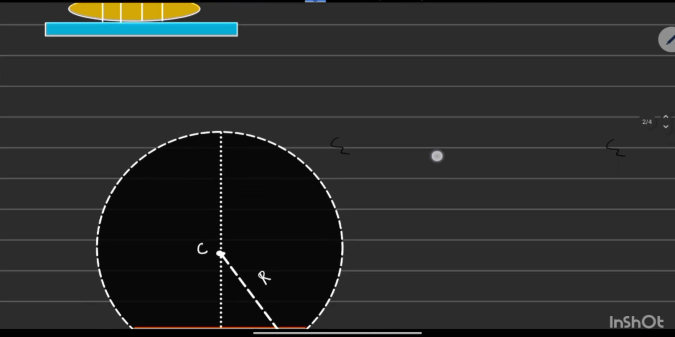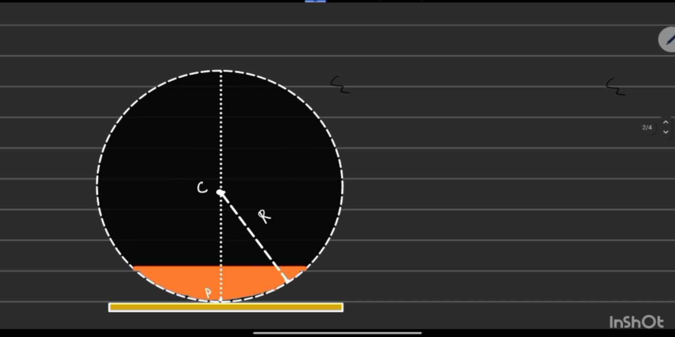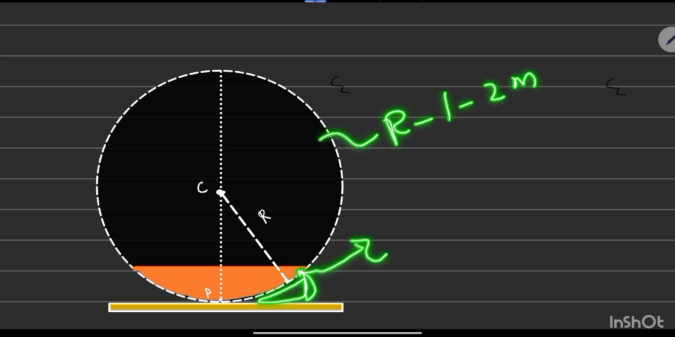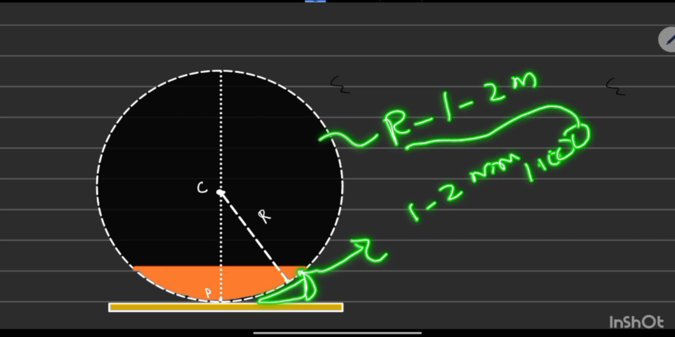Here is the size comparison of the radius of curvature of the plano-convex lens and the thickness of the thin film that is formed between the plain glass plate and the plano-convex lens. The typical experimental value of R will be in the range of 1 to 2 meters, whereas the thickness of the thin film between the plano-convex lens and the plain glass plate will be on the order of 1 to 2 millimeters. So it is roughly 1000 times smaller than the radius of curvature of the plano-convex lens.